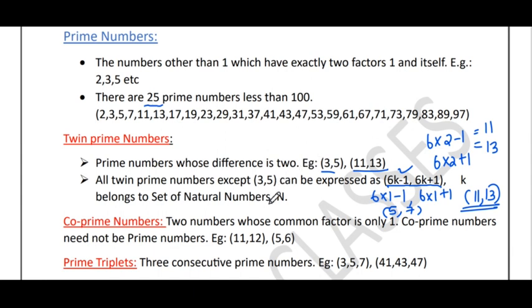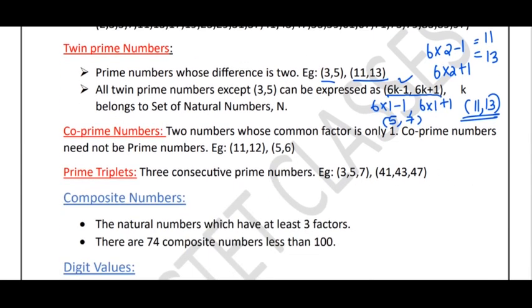Now, what do you mean by co-prime numbers? Co-prime numbers means numbers whose common factor is only 1. They need not be prime numbers. See, co-prime numbers need not be prime numbers. But when you take the common factors of these two, for example, here I can write 11. What are the factors of 11? Factors of 11 are 1 and 11 only. What are the factors of 12? Factors of 12 are 1, 2, 3, 4, 6 and 12. So here, what are the common factors? The common factor is only 1. So that's why 11 and 12 can be considered co-prime. 5 and 6 also have only 1 as the common factor.